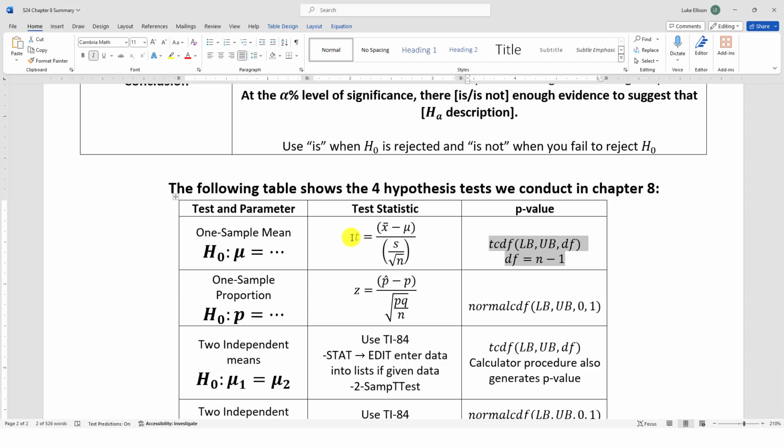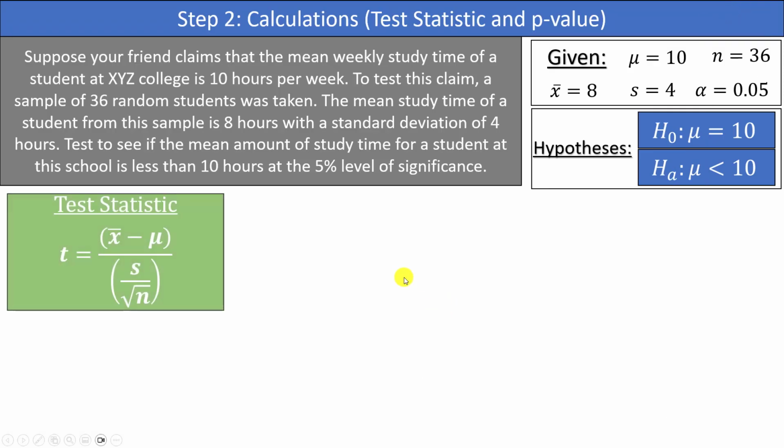You're always going to calculate something based on the information from your sample that's going to be in terms of some corresponding distribution. In this case, we end up using the t-distribution. And we'll talk more about the p-value in just a second. But we should have all the numbers here to plug into this formula. We have the x bar, which was 8. We have the population mean, which was stated to be 10. We have the sample standard deviation of 4, and we have the sample size of 36.